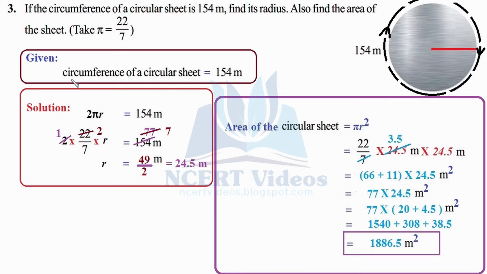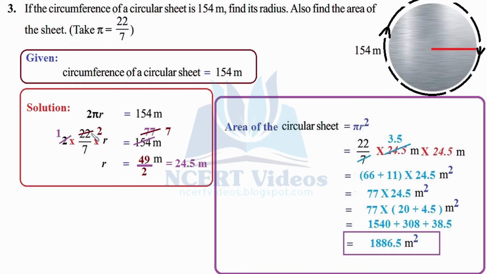So given is, writing it down, circumference of a circular sheet. Now we know what circumference is. It is 2 pi r. In the solution, we will write 2 pi r equals 154 meter. Now it is just a matter of solving this equation. 2 as it is, take pi as 22/7, r as it is, and this thing as it is. Now simplifying it, first divide it with 2. 1 2 is 2, 2 7s are 14, 1 is remainder, 2 7s are 14. Now 22 and 77. So you can see it is directly divisible by 11.